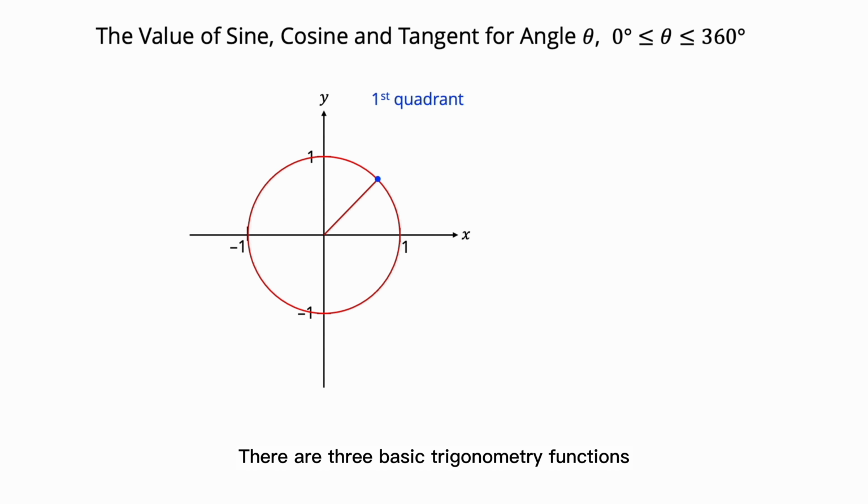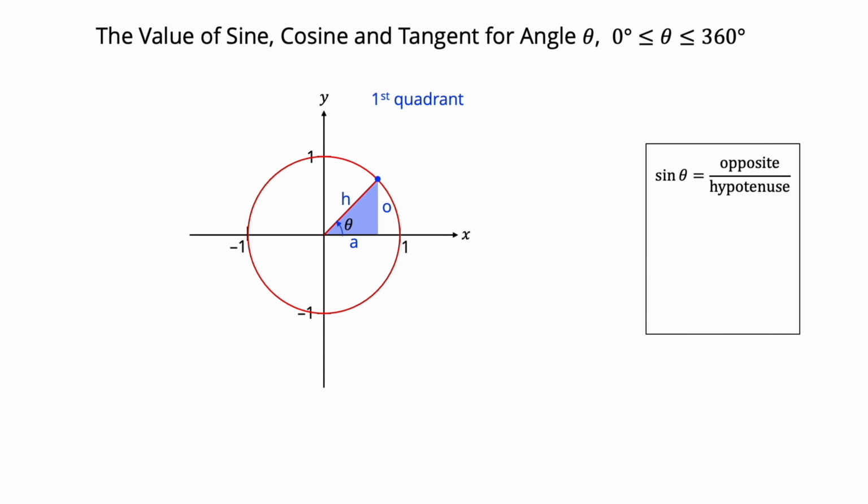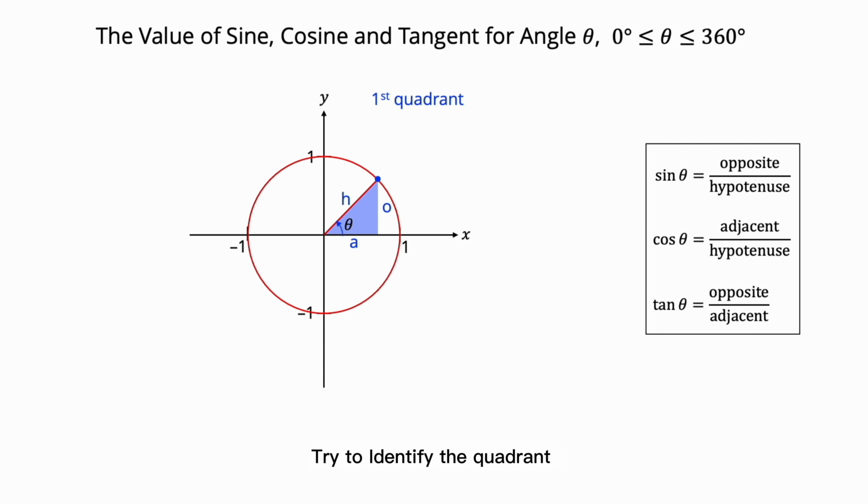There are 3 basic trigonometric functions: sine function, cosine function, and tangent function. Based on the right angle triangle in the diagram, sine theta equals to opposite over hypotenuse, cos theta equals to adjacent over hypotenuse, and tangent theta equals to opposite over adjacent. Try to identify the quadrant based on the positive or negative sign on the value of sine, cosine, and tangent.